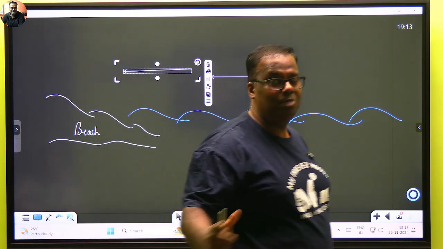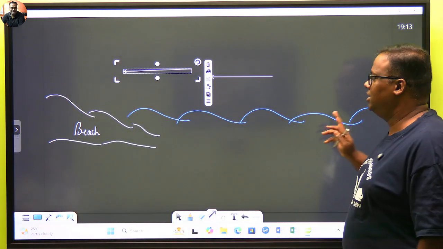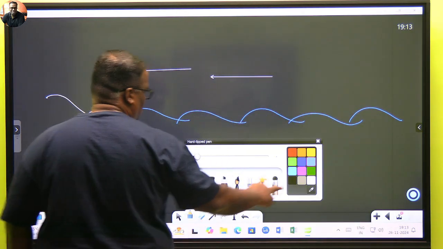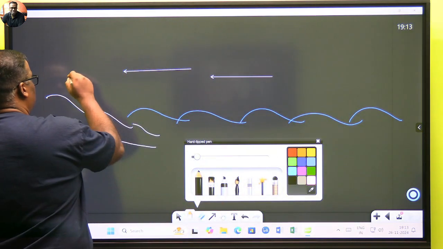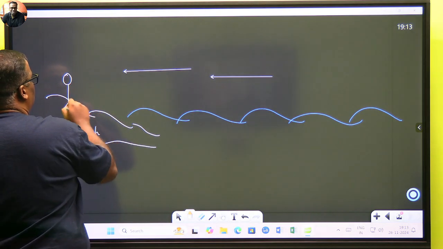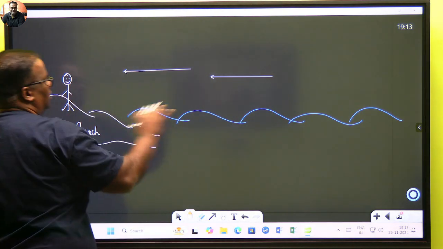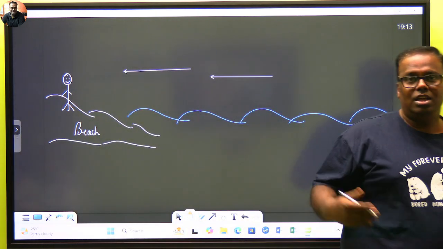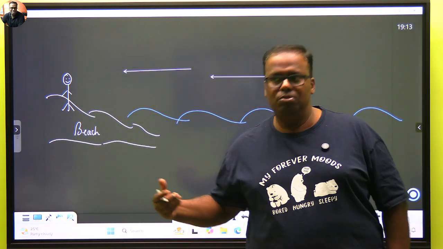ये आपका पहला myth यहाँ पे clear होगा, right? Are you understanding? Trying to visualize yourself what is happening. So let's say this is you. You are here at the beach and you are enjoying the wave which is happening. Now tell me the first question. In waves, does the water come to you?